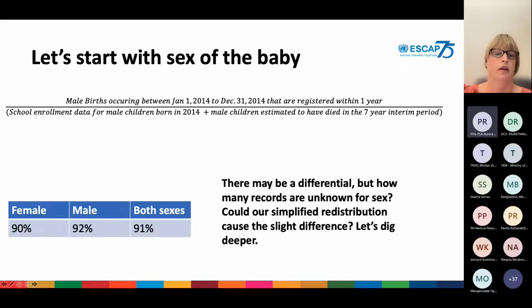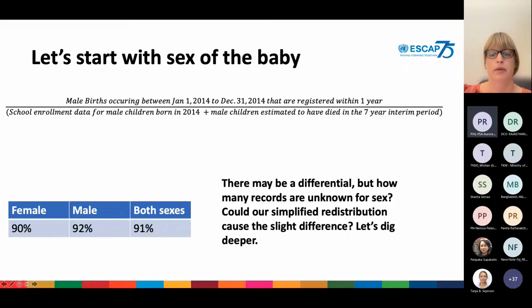So in this case, for the birth registration, we'll do something similar to the death registration. We'll just start with something simple by sex, because that's where often the most data is available. So if we look at male babies born between January 1st and December 31st in 2014 that were registered within a year, and then we are looking again at school enrollment data, but this time just for male children that were born in 2014, and then those male children that died in the 7-year interim period. And so let's say that we get 90% completeness of births for females, 92 for males, and 91 for both sexes. So there's a slight differential.